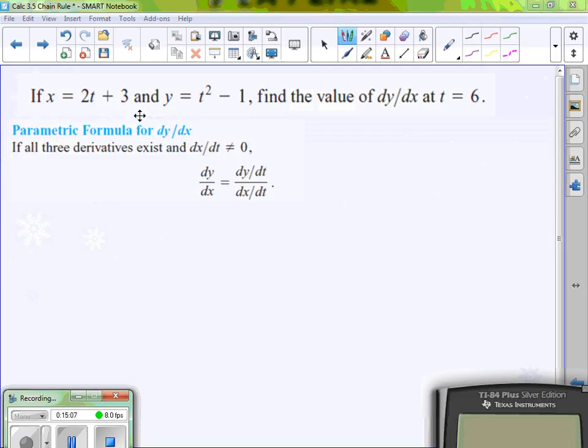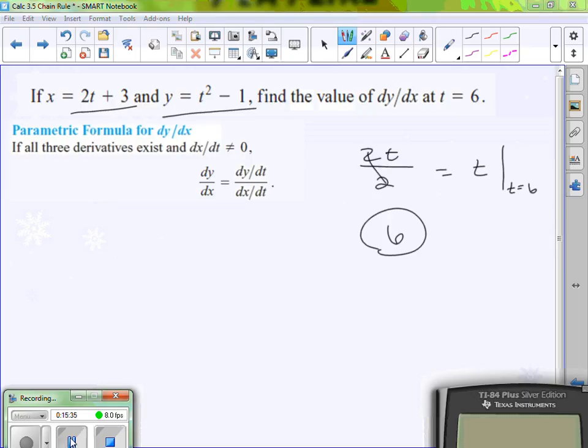All right, we're going to find dy dx. What you do is you find the derivative in respect of t. So what's the derivative here? 2t. What's the derivative over here in respect to t? 2. 2 divided by 2, my answer is just t. When t is equal to 6, your answer is, bam.